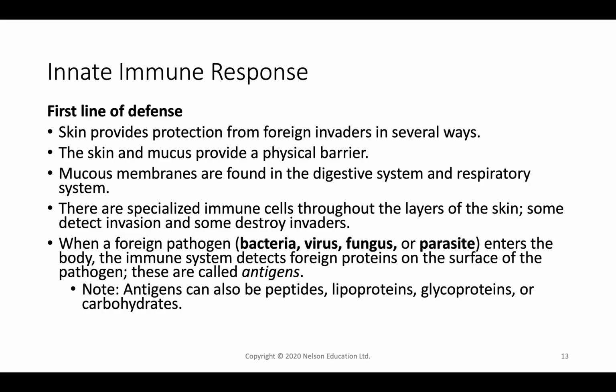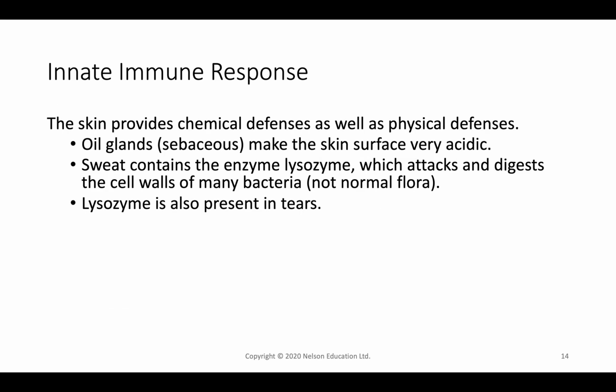Antigens don't necessarily have to be foreign proteins. They can be lipoproteins, glycoproteins, peptides, carbohydrates. They can be a lot of different types of biomolecules. Now, these are all proteins. Obviously, this one's a sugar. And all of these can be things that we recognize. Again, the main point here is to differentiate self versus non-self. Anything that is self, we want to allow to live. Anything that is non-self, we want to attack.